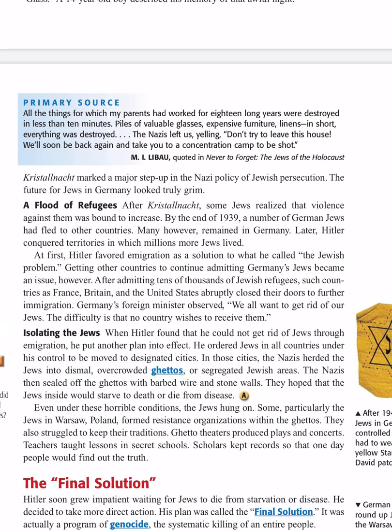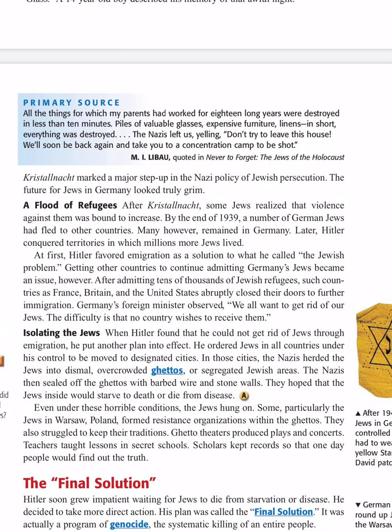Kristallnacht marked a major step up in Nazi policy of Jewish persecution. The future for Jews in Germany looked truly grim. A flood of refugees. After Kristallnacht, some Jews realized that violence against them was bound to increase. By the end of 1939, a number of German Jews had fled to other countries. Many, however, remained in Germany.